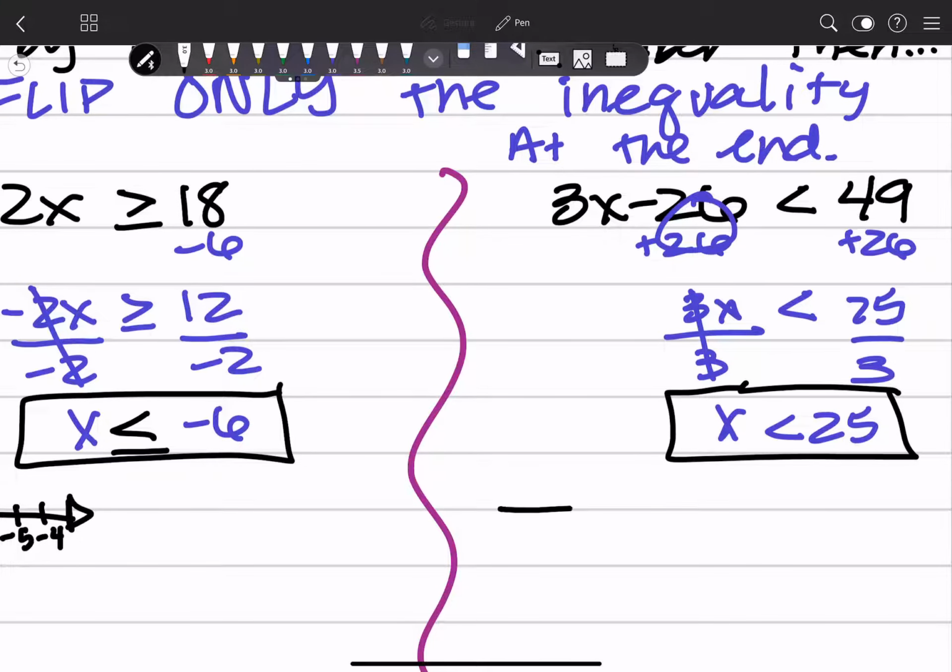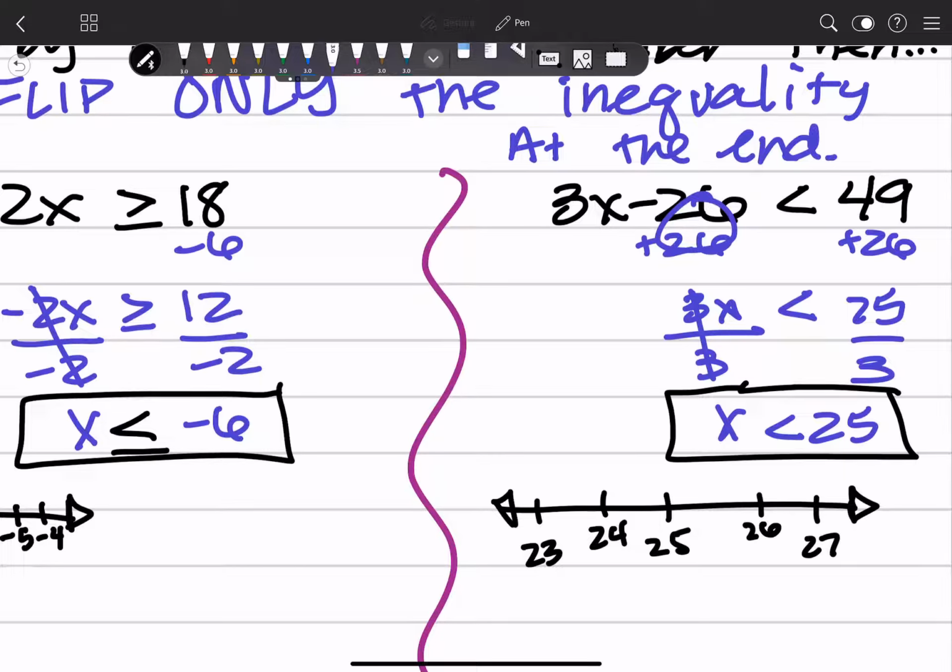And again, we're going to graph it, put our number in the middle, 2 before, 2 after. Draw an open circle as always on the top. This time you will not fill it in because it's just a less than. Draw your arrow in the direction of your inequality and you are done.